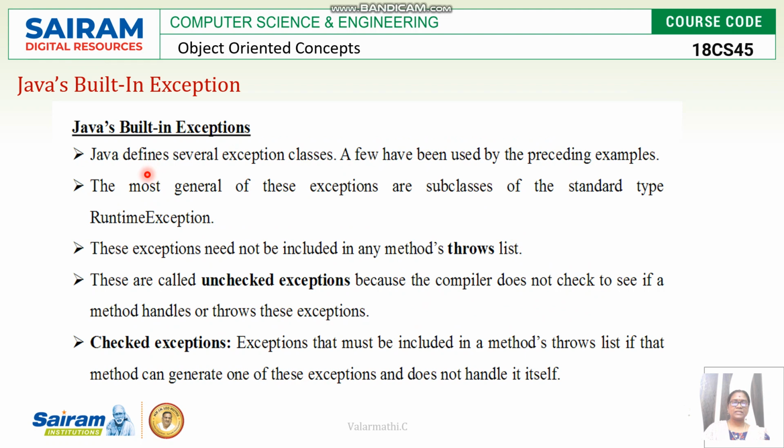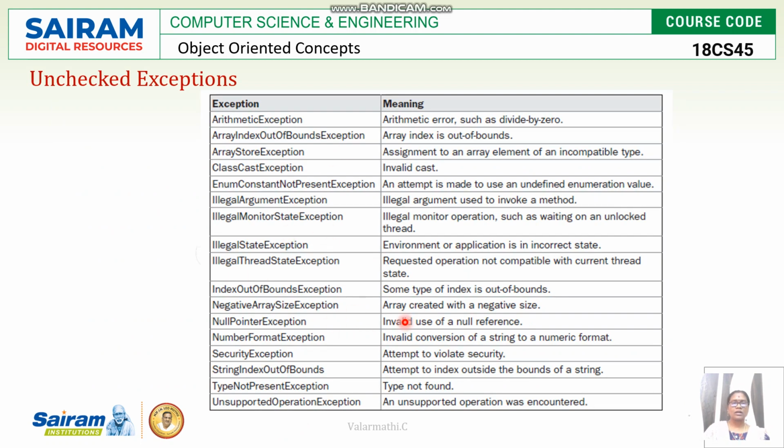Then move on to Java's built-in exceptions. Java has several exception classes, which are called built-in exceptions, divided into checked exceptions and unchecked exceptions. Unchecked exceptions are not checked by the compiler when compiling. Checked exceptions are caught during compilation time. So these are all called unchecked exceptions.